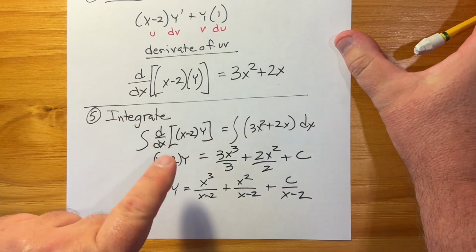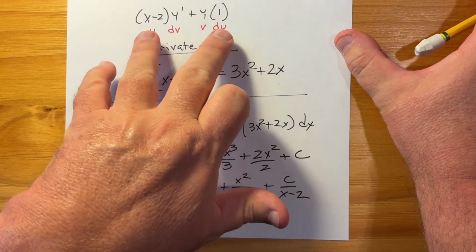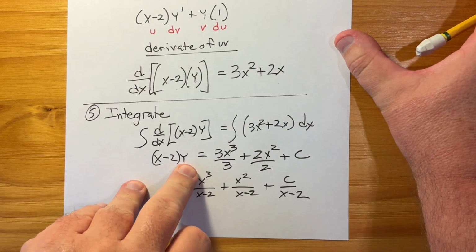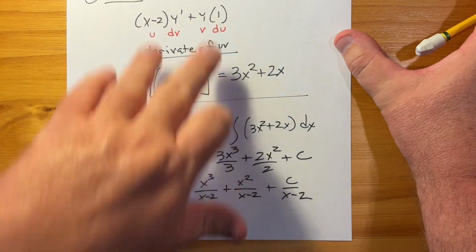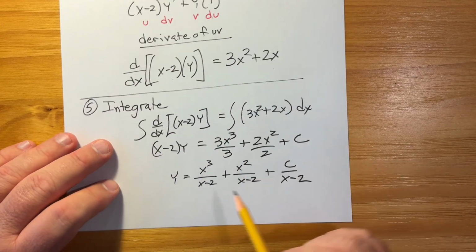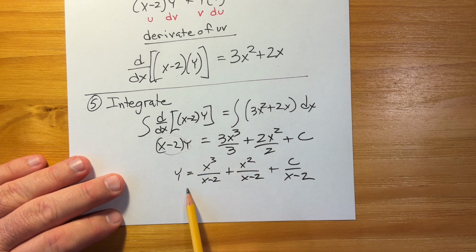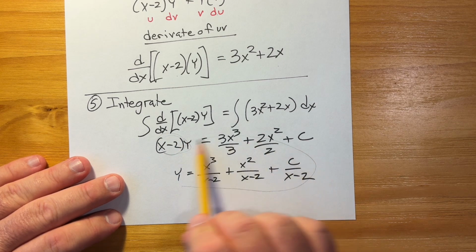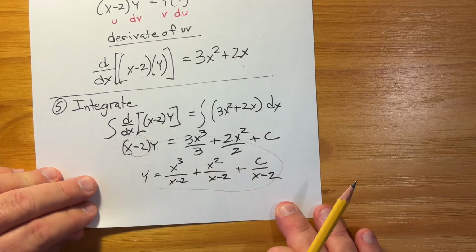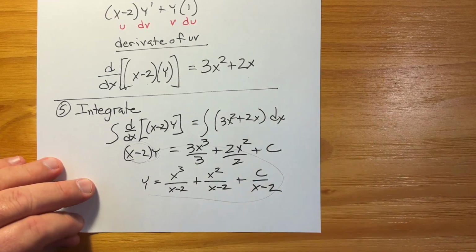So on the left, I have x minus 2 times y. X minus 2, oh, not my y, I'm sorry. Yes, the uv right here, I'm sorry, uv. And then we integrate this right here, put the c. Then I'm going to divide everything by whatever's attached to the y, and then here's my final answer right here. This one didn't have an initial condition, so we don't have to worry about that.